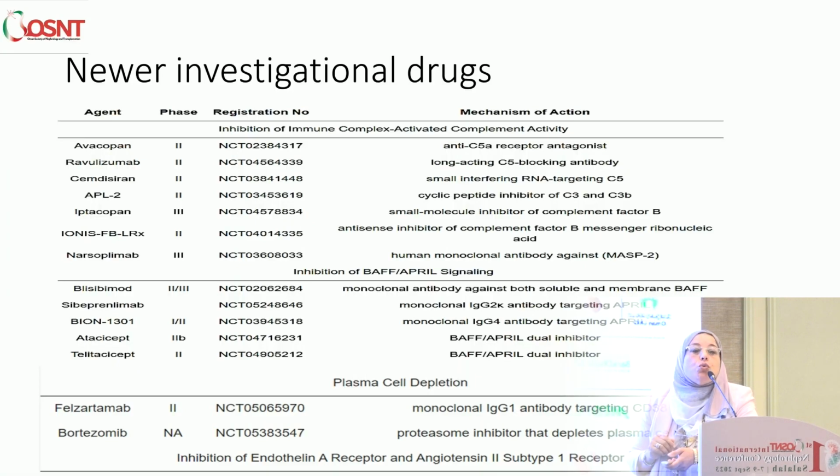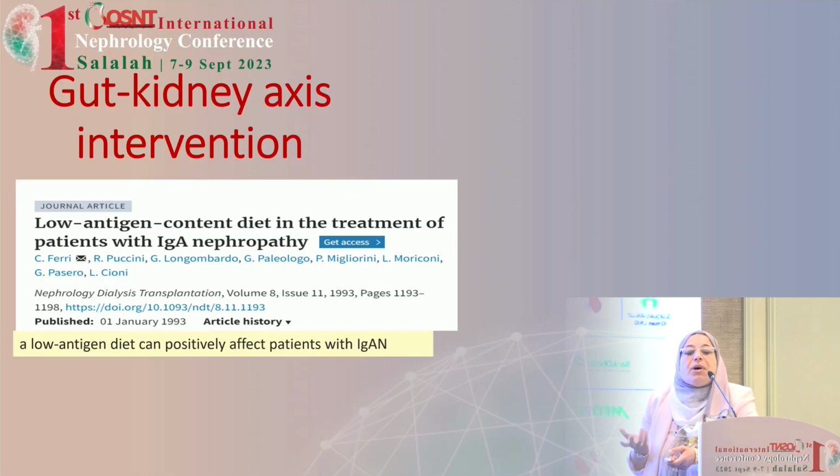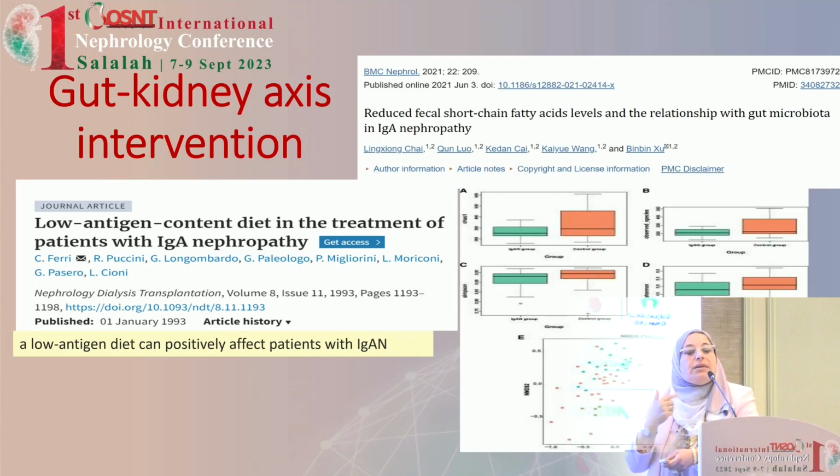And these are the newer investigational drugs, and they are already ongoing, waiting for the results for complement and for BAFF inhibitors. And finally, what about the gut axis intervention? Sometimes they found that if we give a low antigenic diet, low gluten diet, they may change the IgA deposition in the kidney.